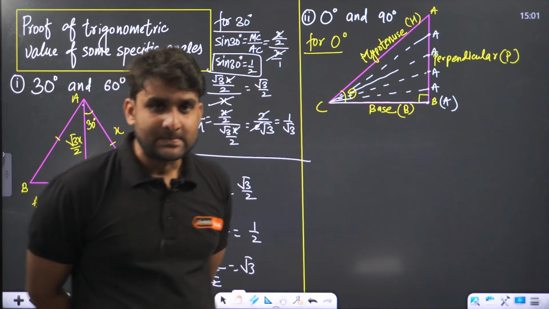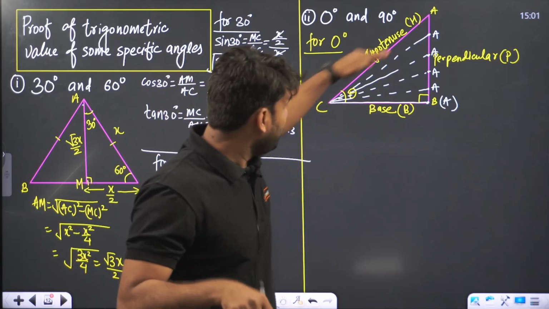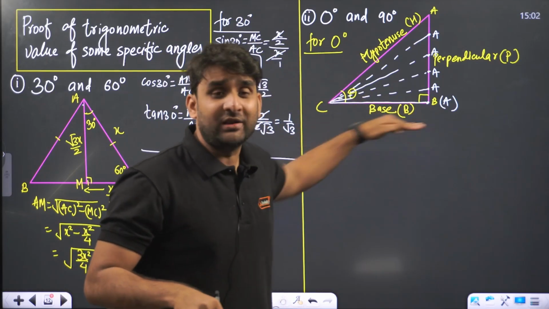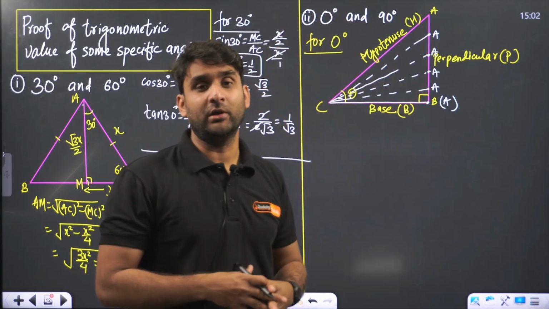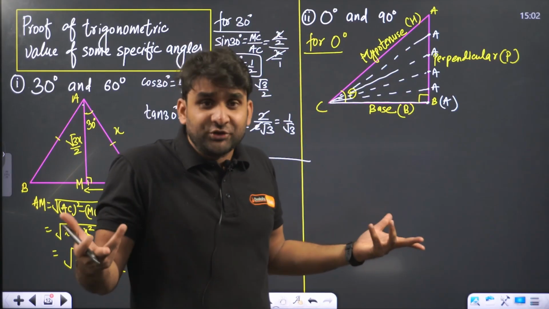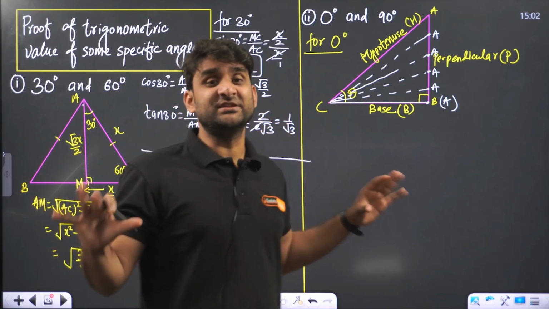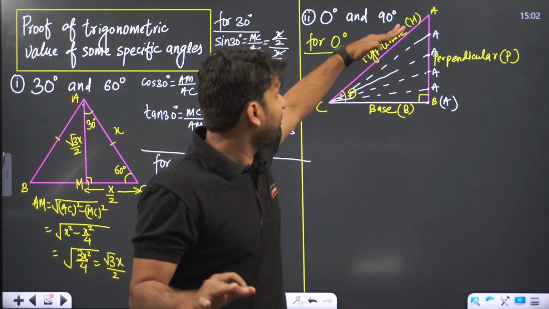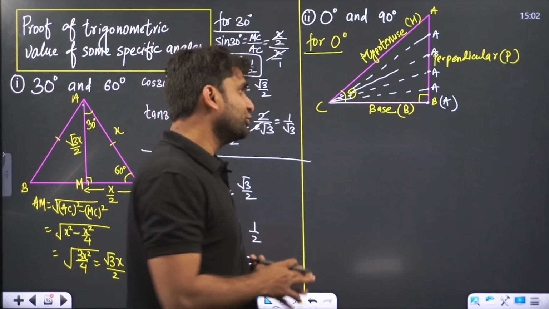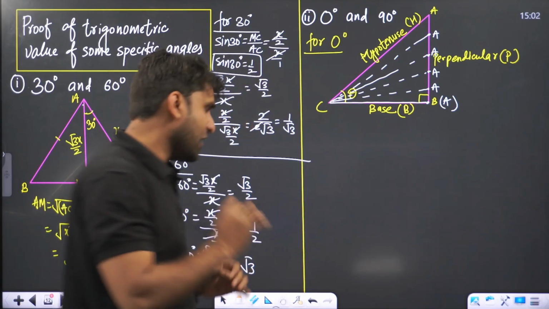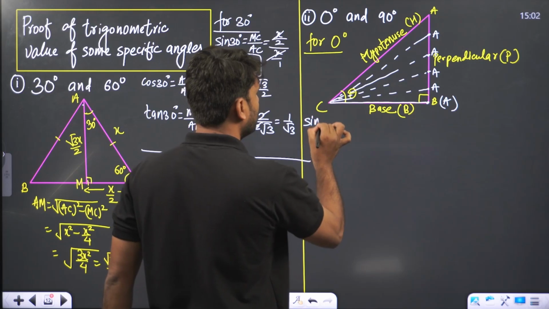Clear, everyone? And if you do this, if the hypotenuse is completely overlapping the base, it means that there will be no existence of perpendicular. Perpendicular will become 0. Getting my point? There will be no existence of perpendicular because the hypotenuse is completely overlapping the base. Clear, everyone? So this is the point. Now write all the values. So if I write here sine 0.